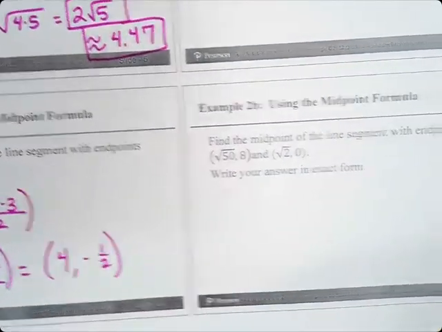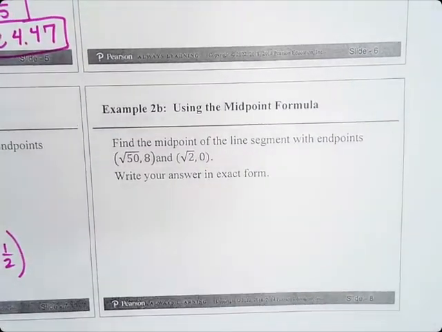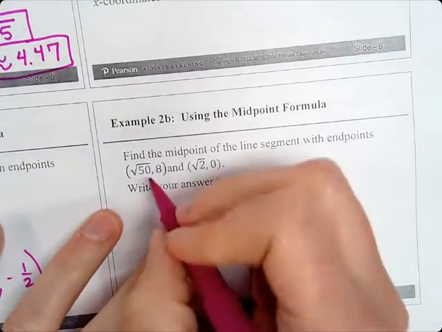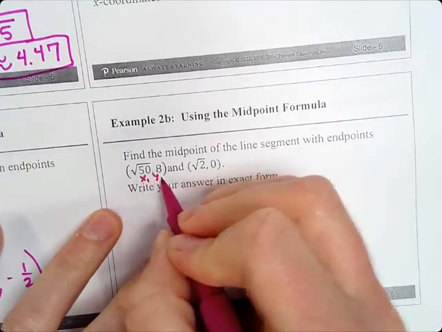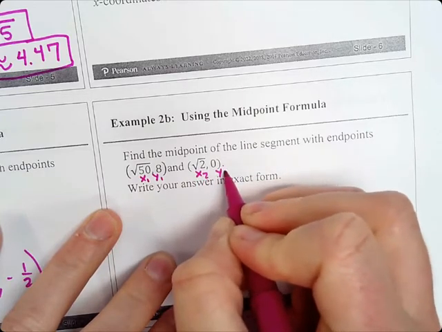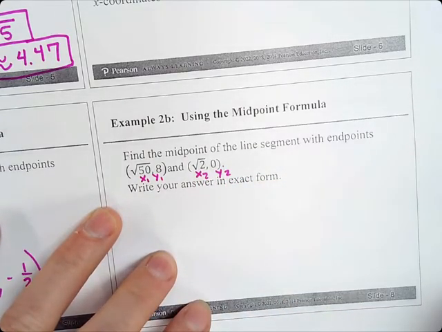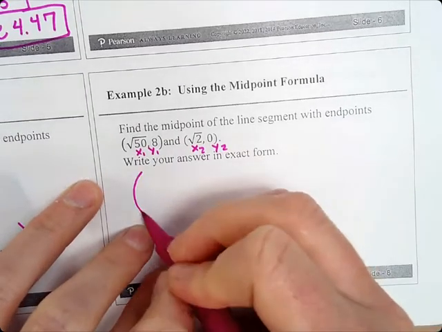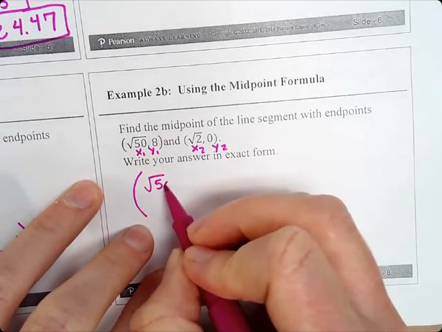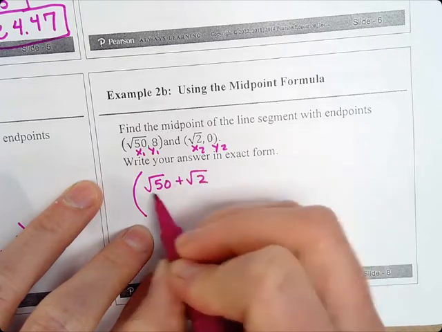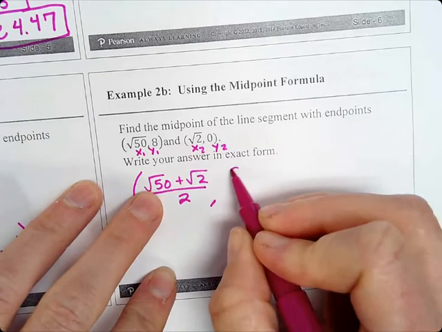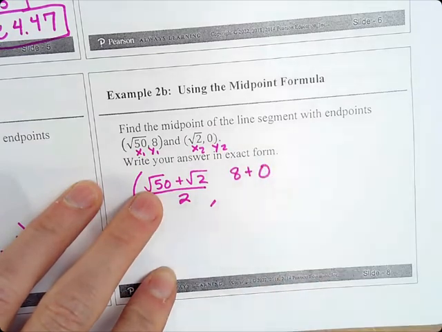Okay, let's look at when we have radicals as the points and we're still asked to find our midpoint. We are going to label x1, y1. So we need to add our x's, so square root of 50 plus square root of 2 over 2. And then 8 plus 0.